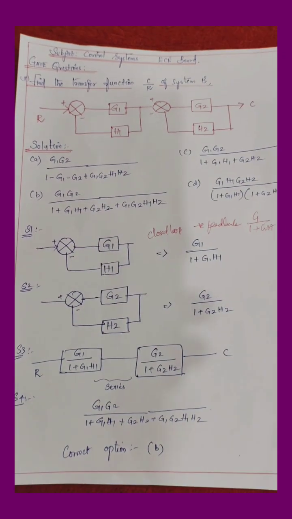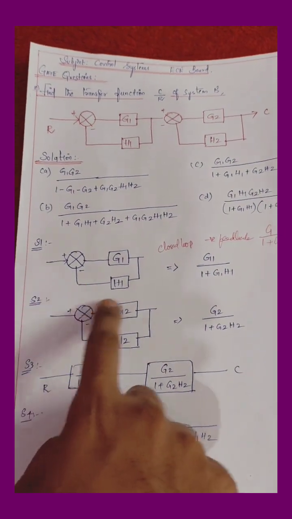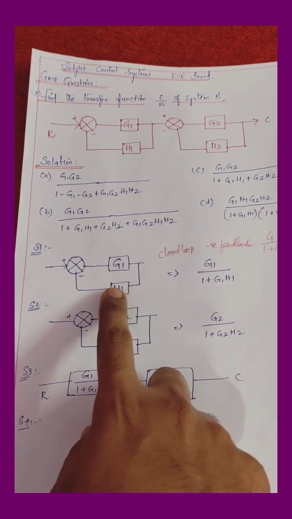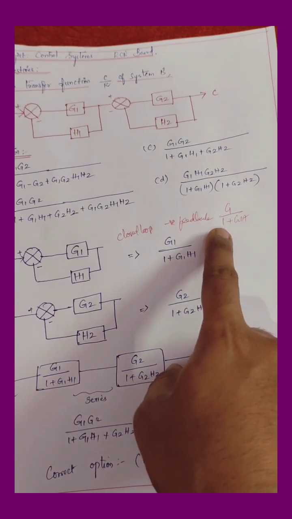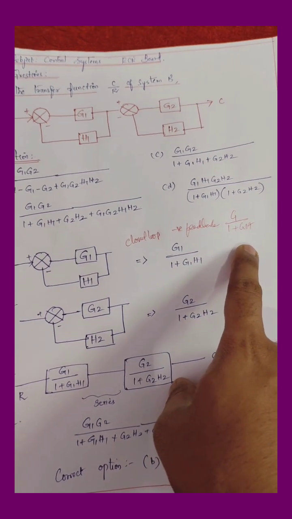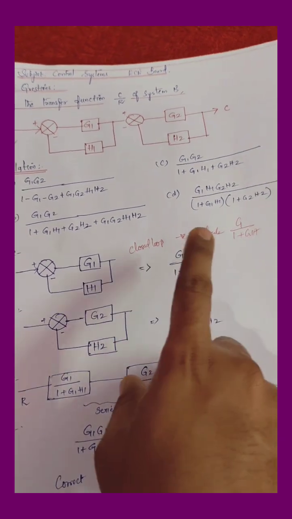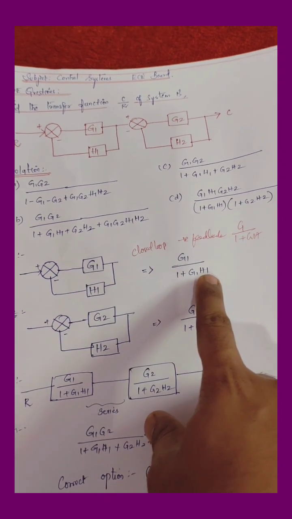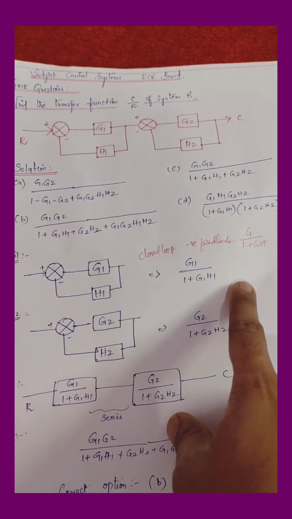Coming to the second block. So step number 1, I am taking the first block, a closed loop with negative feedback. After simplification, I got the negative feedback closed loop formula as G divided by 1 plus G into H. Now replace: G becomes G1, H becomes H1. You get the answer as G1 divided by 1 plus G1 into H1.